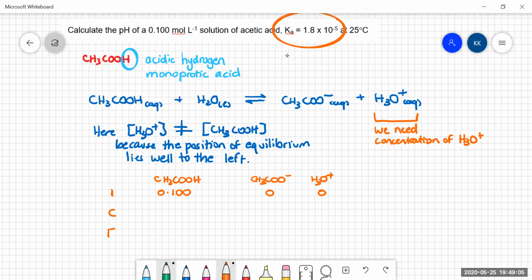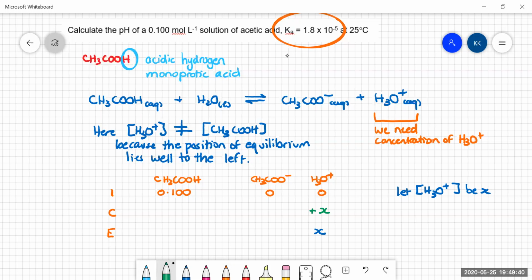Then at equilibrium, we're not given the concentration of anything. So why don't we just let the concentration of the hydronium ion be x. If the equilibrium concentration of the hydronium ion is x, then what has the change been? Well, we've gone from 0 to x, so we must have added x.